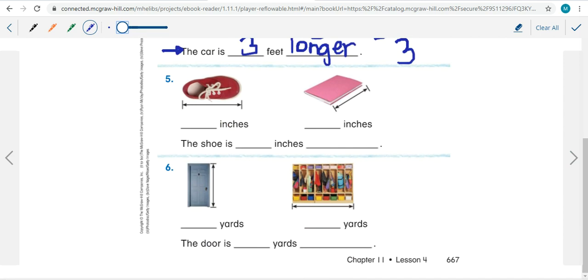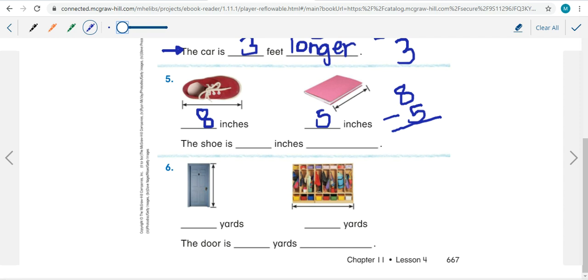Now, how about a shoe? A shoe is about 8 or 9 inches. And a book, let's say it's 5 or 6 inches. So we can subtract. Remember, I repeat, these are estimates. So we can subtract to find the difference.